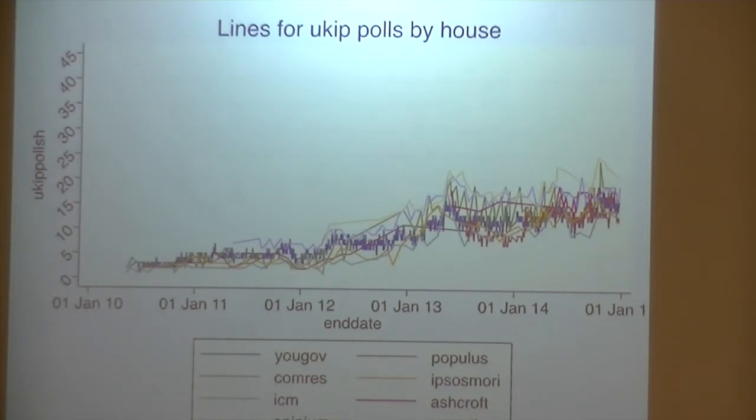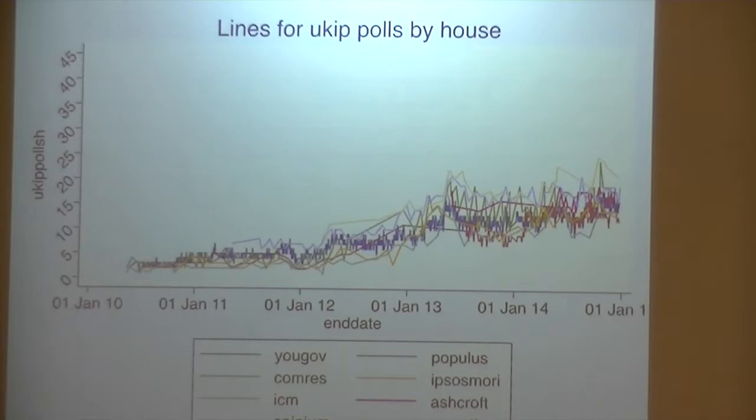UKIP are the party where the pollsters disagree most in terms of where they're at. Some of the gaps here you'll see are huge. If you follow this issue in the US, imagine if the US pollsters differed by 10, 15 points on where the Republicans and Democrats were. Maybe I'm wrong, but that would be nearly all the variance there is.